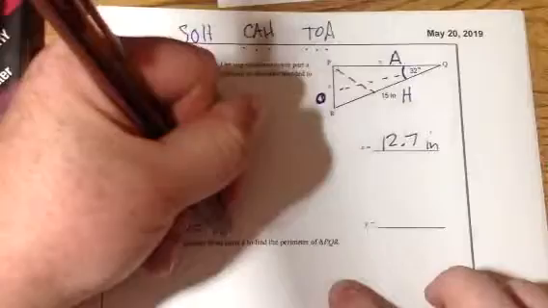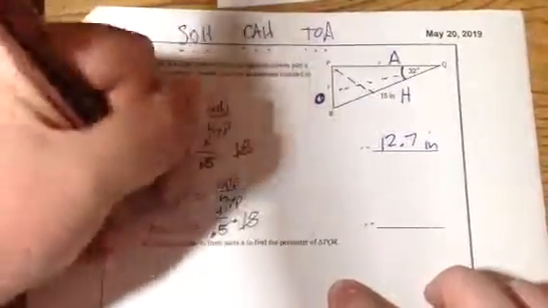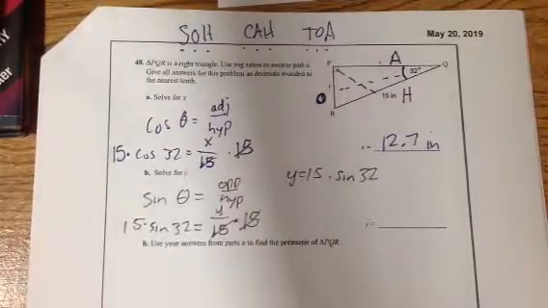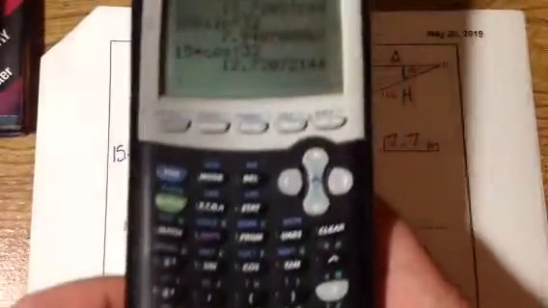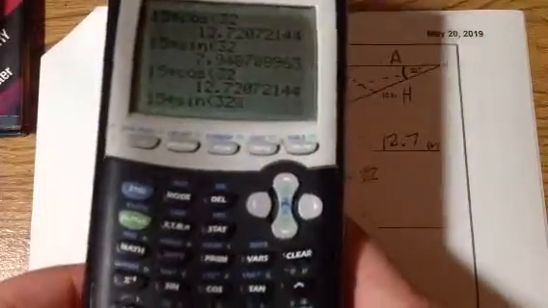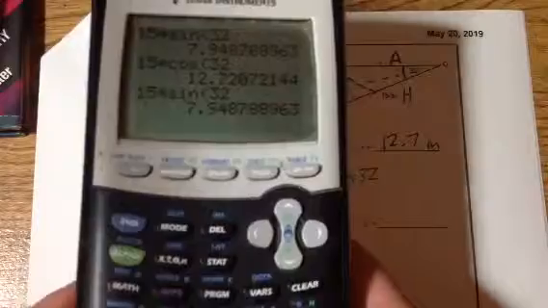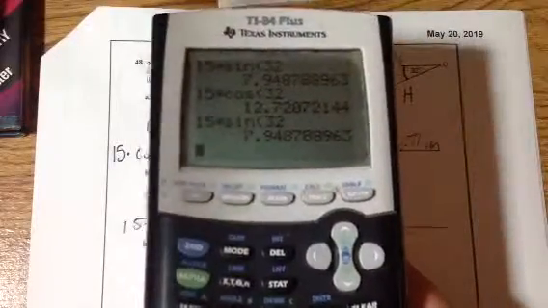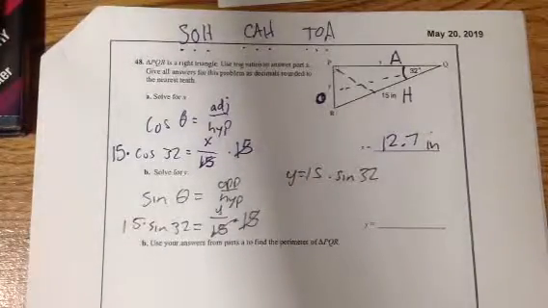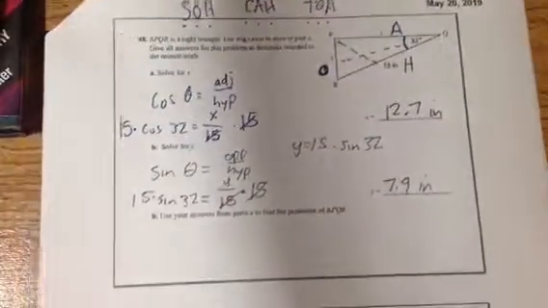So the y is isolated, we've got to multiply. So y equals 15 times sine 32. And that's 7.9. Not quite going to round up to 8, because the decimal is 0.48, which will round down to 7.9. So y equals 7.9 inches.